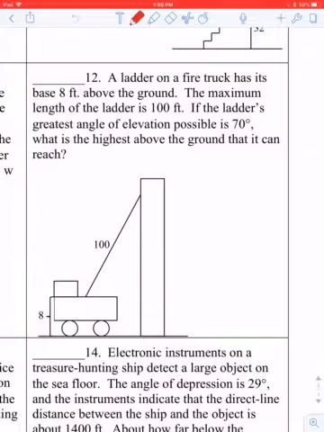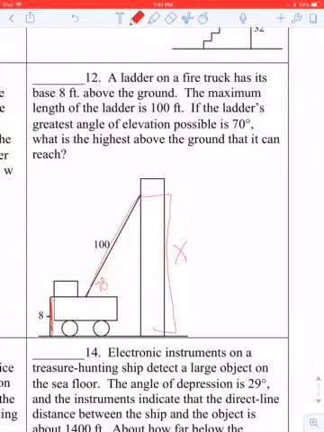It says a ladder on a fire truck has a base 8 feet above the ground. I even drew you a picture. And the maximum length of the ladder is 100, so that's right here. And if the ladder's greatest angle of elevation possible is 70, so we're at the greatest height, so that means this has got to be the greatest angle right there. What is the highest above the ground that it can reach? So that would mean they want this length right here.